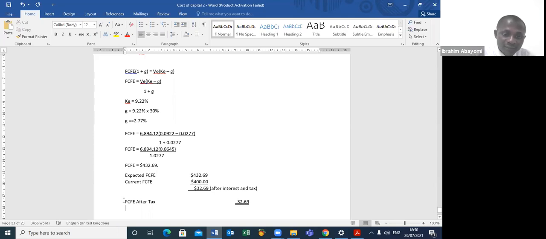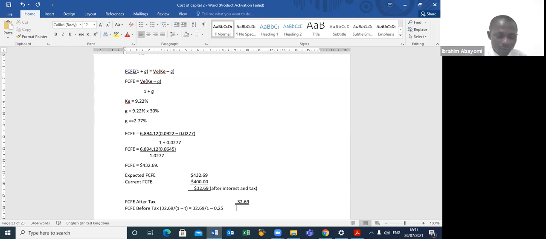So free cash flow to equity before tax. I will gross this one up. It will be 32.69 all over 1 minus tax rate. That's how you gross it up. So that should be equal to what? 32.69 all over 1 minus 0.25.